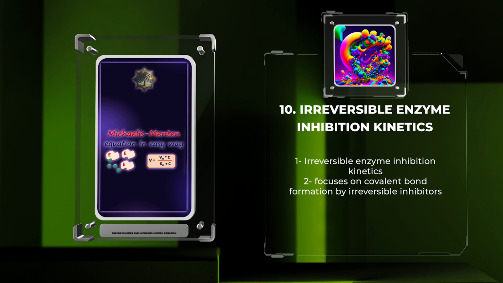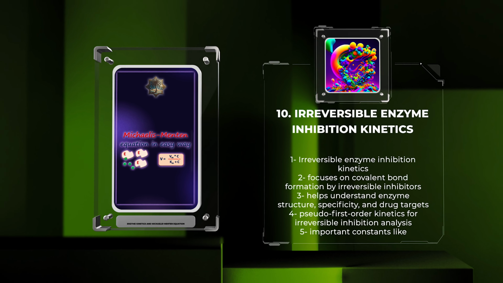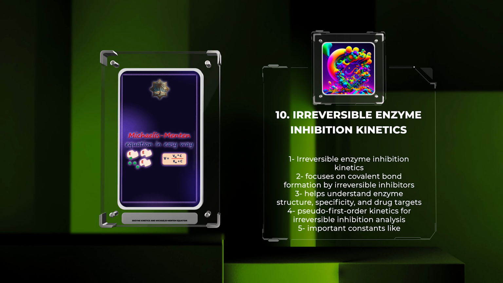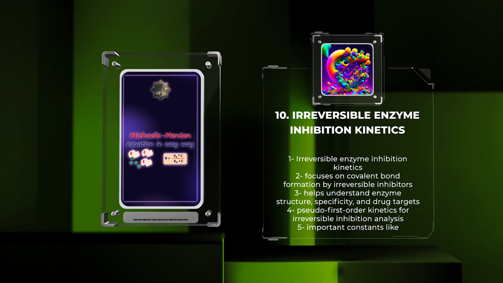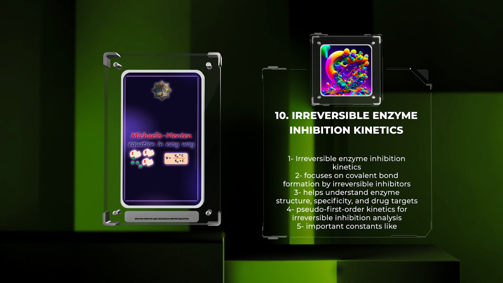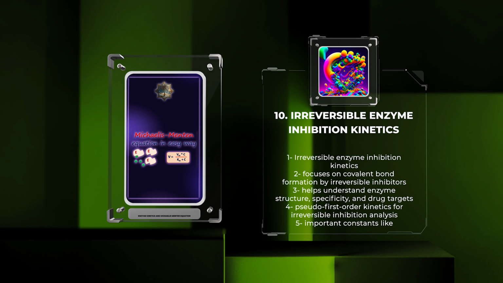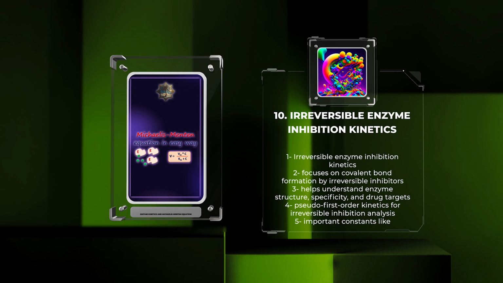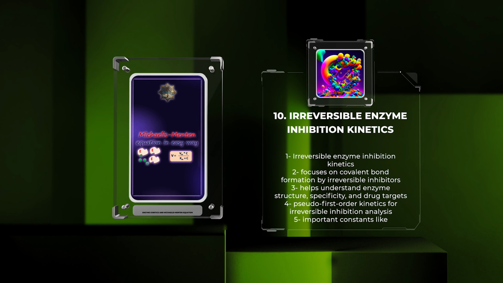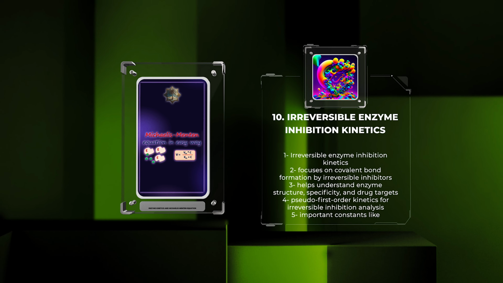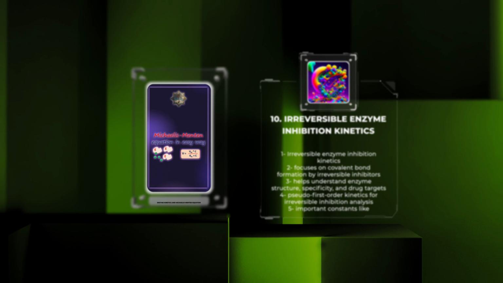In this section, we will explore irreversible enzyme inhibition kinetics, focusing on the formation of covalent bonds by irreversible inhibitors. This process helps us understand enzyme structure, specificity, and potential drug targets. To analyze irreversible inhibition kinetics, we use pseudo-first-order kinetics, assuming a higher concentration of the inhibitor than the enzyme. This helps determine the reaction rate dependent on the concentration of active enzyme. Important constants like the second-order rate constant, K2, and the dissociation constant, Ki, are determined through kinetic analysis.